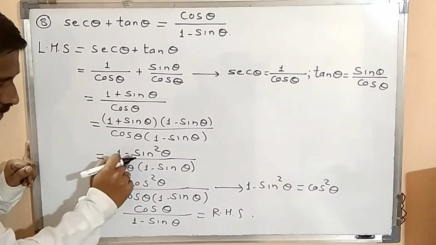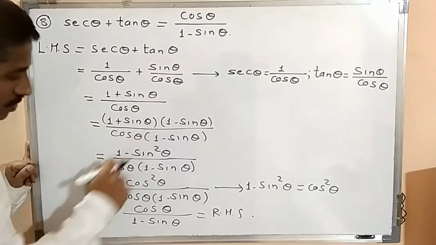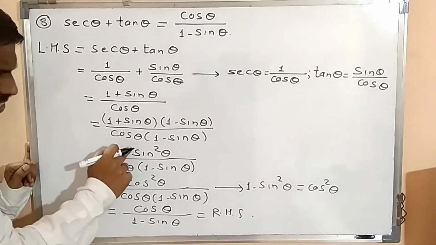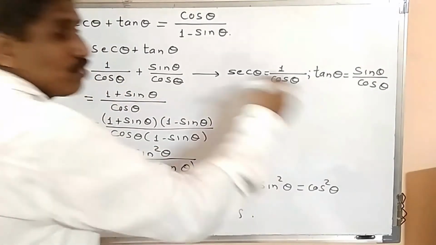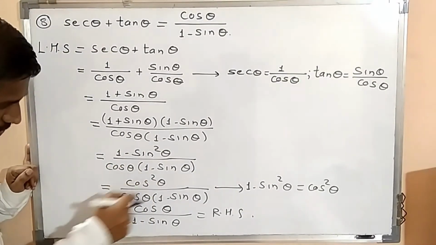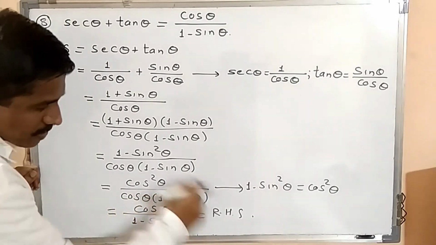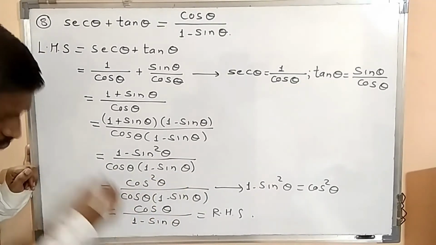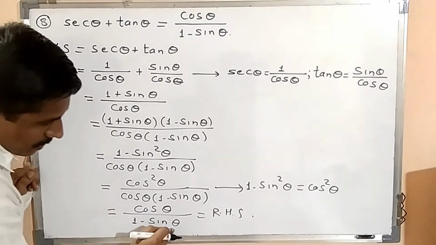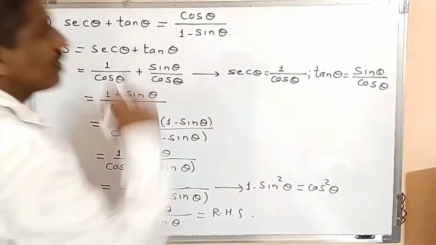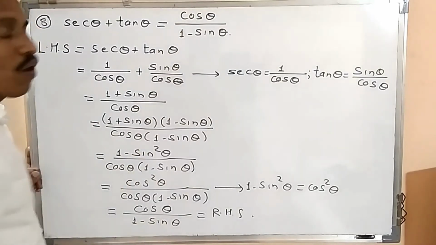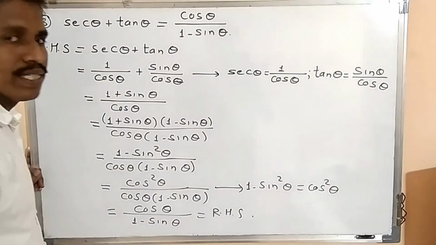So this will become 1 minus sine square theta. Denominator cos theta into bracket 1 minus sine theta. But I know that 1 minus sine square theta is equal to cos square theta. This is an identity. So substituting this, cos square theta upon cos theta into 1 minus sine theta. This one cos and this cos will get cancelled. What you will get? Cos theta upon 1 minus sine theta, that is equal to RHS. So what did I prove? Sec theta plus tan theta is equal to cos theta upon 1 minus sine theta.